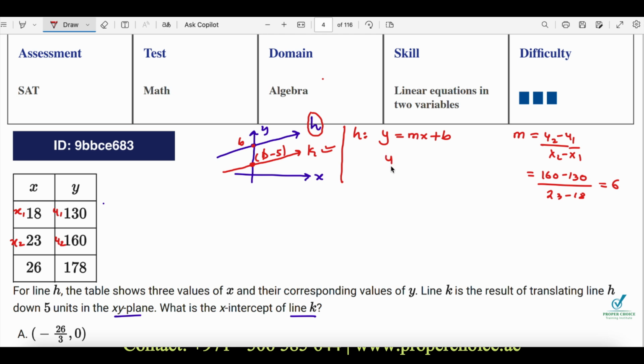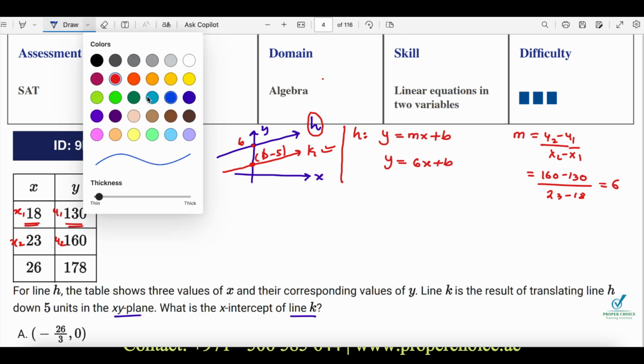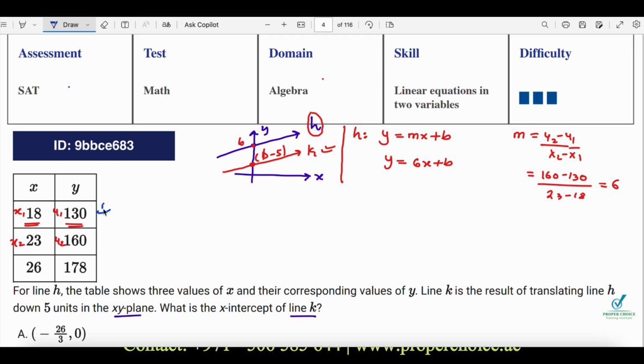So then this equation becomes y is equal to 6x plus b. Now I need to find the y-intercept. To find the y-intercept, you can take any pair of coordinate points. You can substitute x as 18, y as 130, or x as 23, y as 160. Regardless, you're going to get the same answer in all cases. So let me use this coordinate point. x is 18, y is 130, then it becomes 130 equal to 6 times 18 plus b.